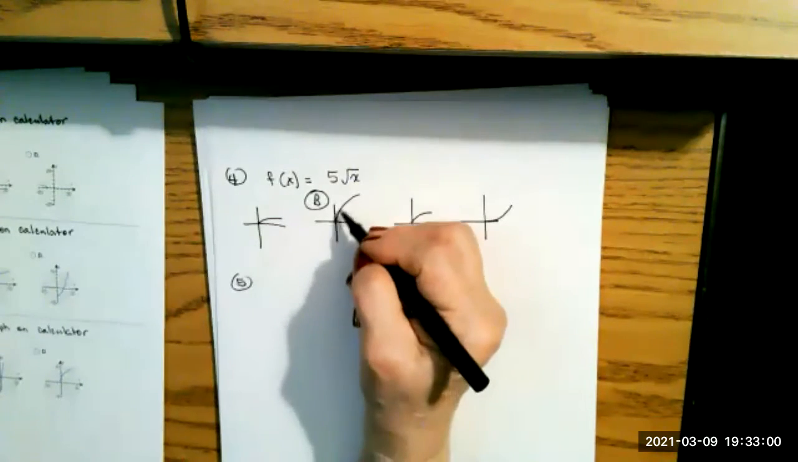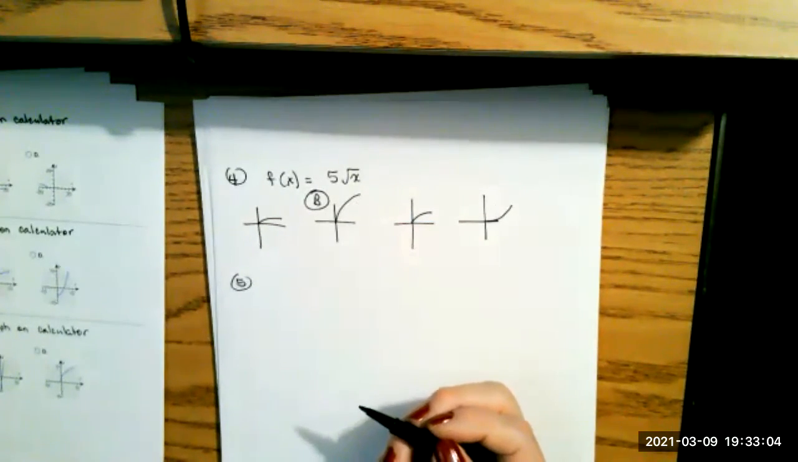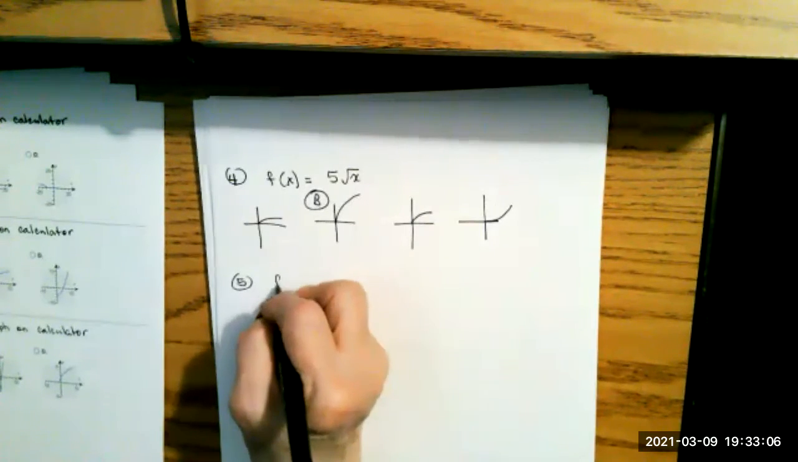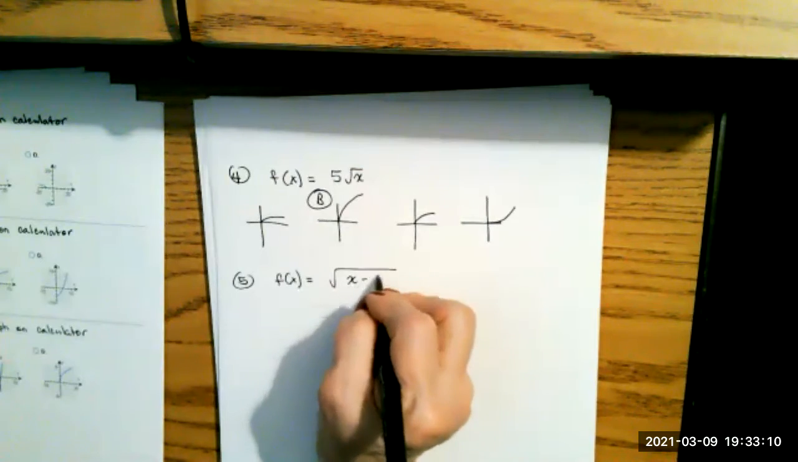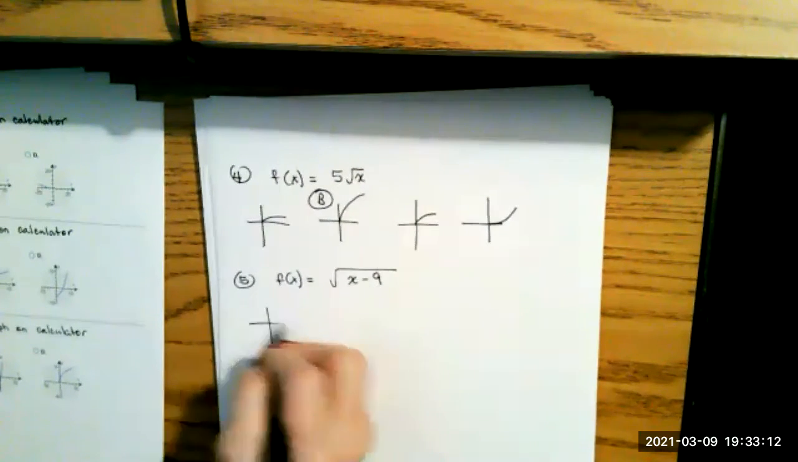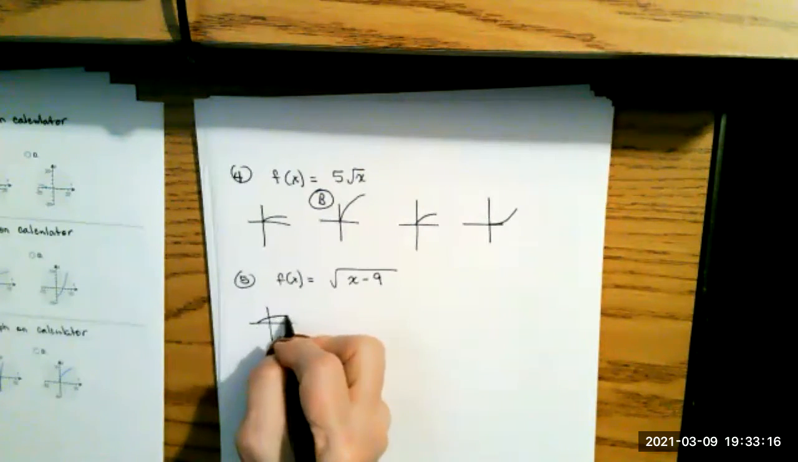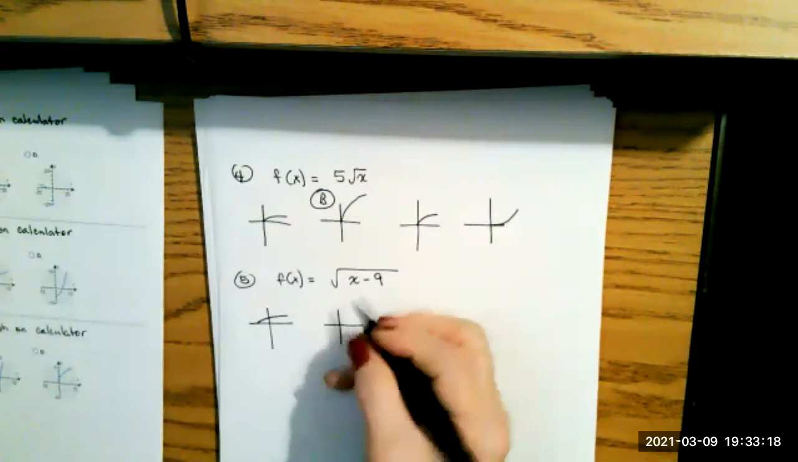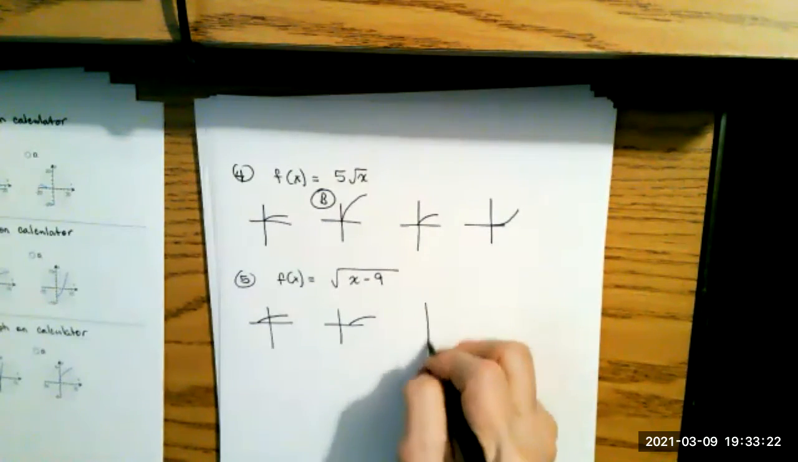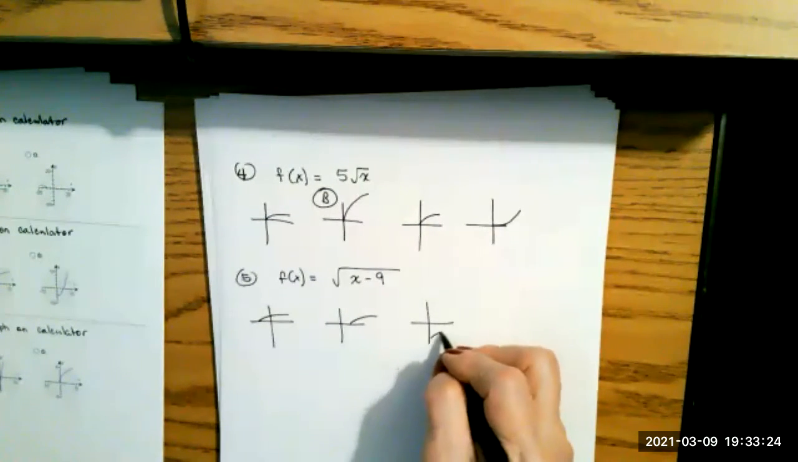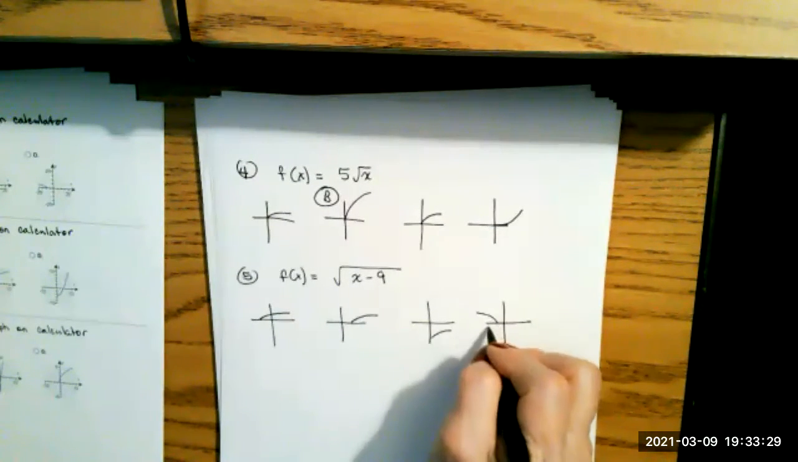See, it looks just like the 4 did, except it's going up even steeper. All right, number 5 is f of x equals the square root of x minus 9. A looks like this. B looks like this. C looks like this. And D looks like this.